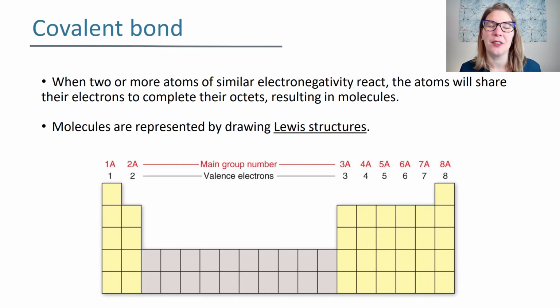So let's remind ourselves that covalent bonds are generally made between two nonmetals. Because these nonmetals have similar electronegativity, what they do is they share their electrons in their bond, whereas ionic bonds ended up transferring electrons in order to form ions. So these atoms are going to share their electrons so that they feel like they have a full outer shell.